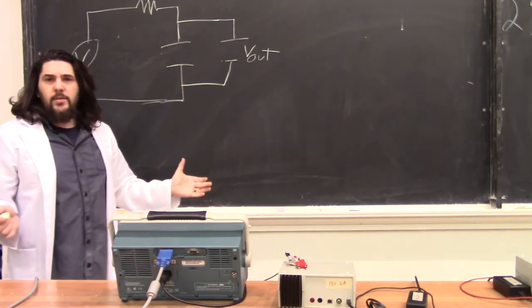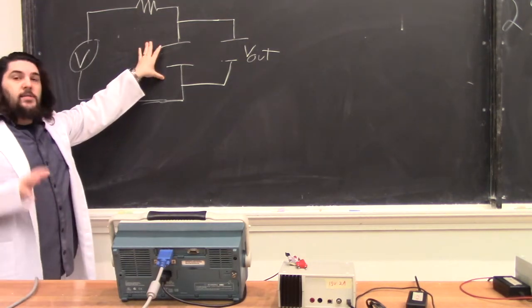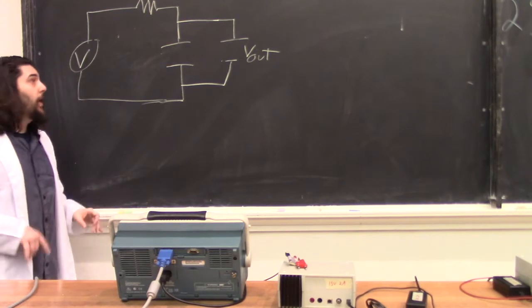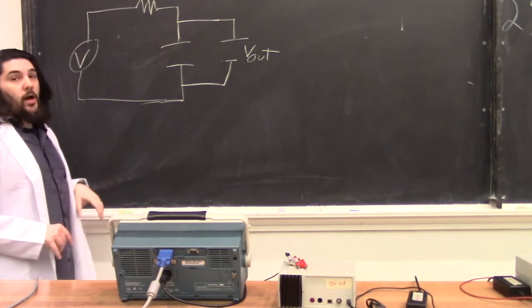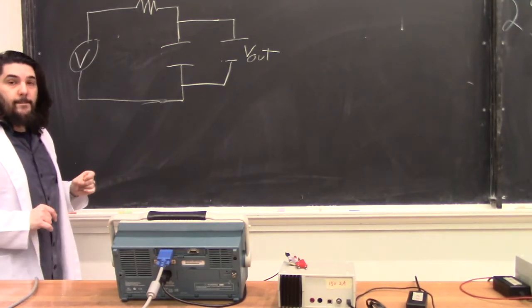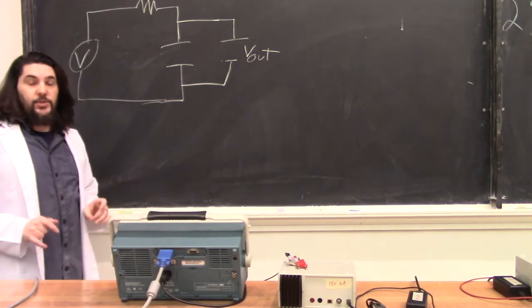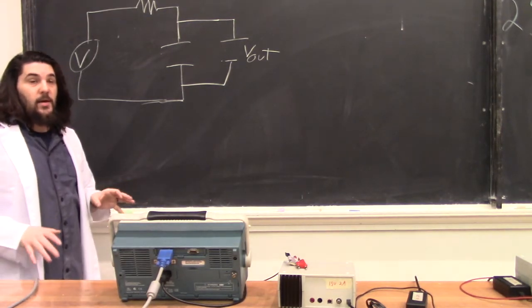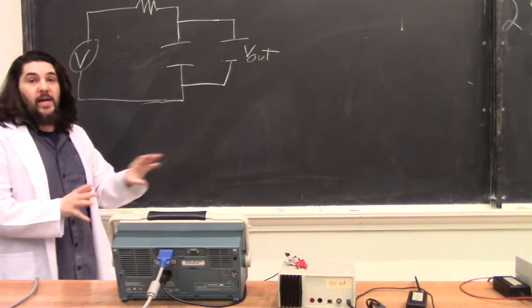Now why would you want to do that? Capacitors tend to resist fast changes in voltage. So this is a way of stabilizing the output of whatever you're taking a reading from. It's called a low-pass filter because it filters out high frequencies and lets low frequencies pass through it.